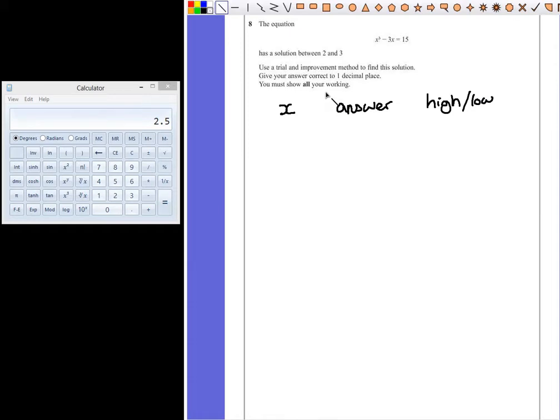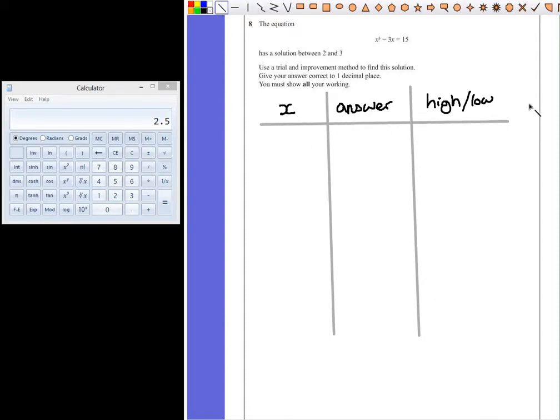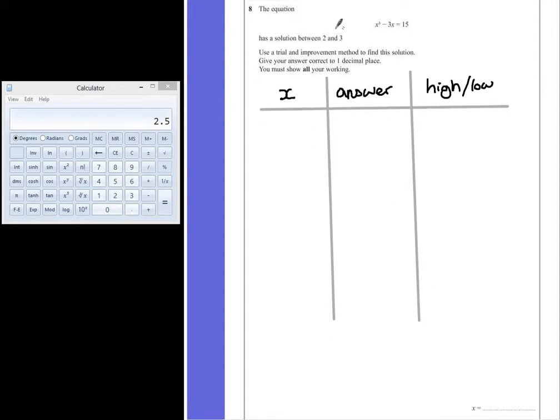Just sketching out a table like this very quickly will help to organise your working out and can clearly demonstrate the progression that you make through the question. So if we know the solution lies between 2 and 3, we could start in the middle. I'm going to go with 2.5.